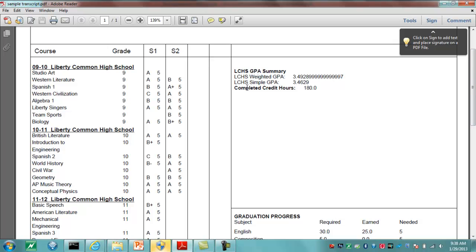Over here on the top right, you'll see the LCHS GPA summary. You'll have a weighted GPA and a simple GPA. If you have not taken any AP courses yet, then those two numbers are going to be identical. But if you've taken an AP course, then your weighted GPA will be a little higher than your simple GPA. You get an extra 0.01 for each 5 credits of an AP course that you take. That gets added onto your GPA, and that gives you a little boost there for taking on the extra rigor. If you want to learn more about the way the GPA is calculated, you can read about that also near the front of the curriculum guide.